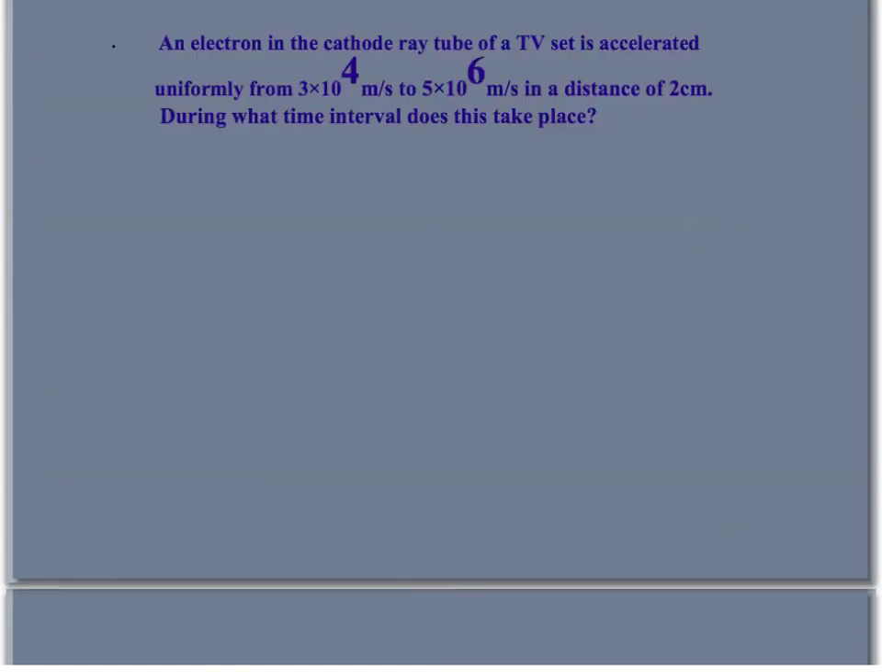So let's look at an example to work together. We have an electron that's in a cathode ray tube of a TV set, and it's accelerated uniformly from 3 times 10 to the 4th meters per second to 5 times 10 to the 6th meters per second in a distance of 2 centimeters. And the question is, during what time interval does this actually take place? How long is this going to take the electron to be accelerated through that particular distance?